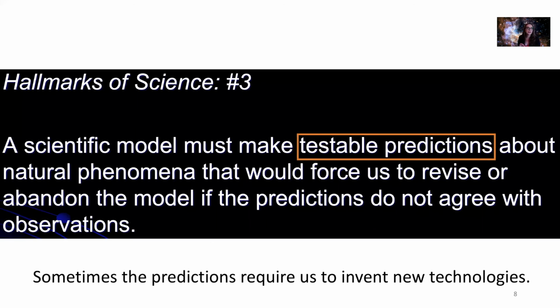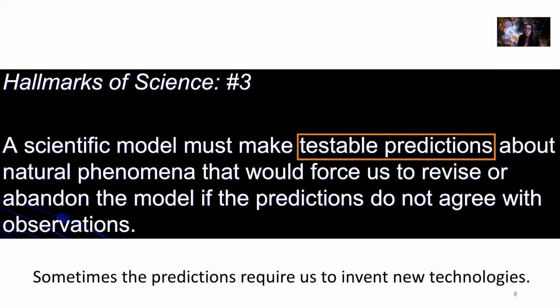Now, the third hallmark of science is maybe what I think is the most important, is that a scientific model must make testable predictions about natural phenomena, events that occur in our universe, in our world, that would force us to revise or abandon that model if the predictions did not agree with those observations. Sometimes these predictions that we make require us to invent new technologies. Because we make a prediction, we don't necessarily have to be able to test it immediately.